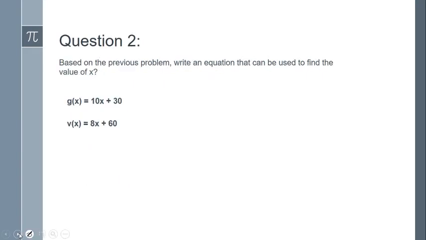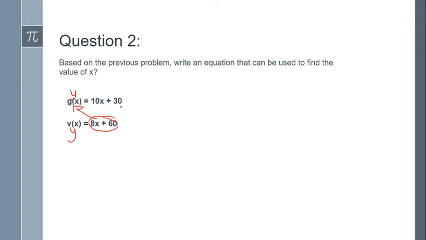So continuing on with that theme, it says based on the previous problem, write an equation that can be used to find the value of x. All right, so all I'm going to do then is replace one of the y's with what it is. In this case, set the two functions equal to each other. Remember, this was y, and this was y. And if y is really equal to 8x plus 60, then where I have a y in the other function, I can replace it with 8x plus 60.